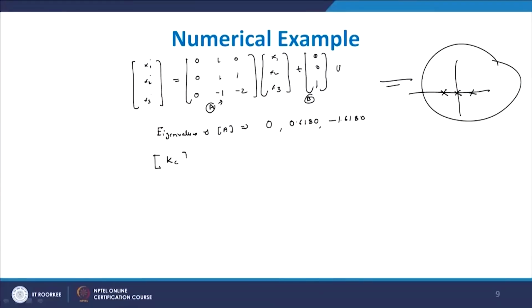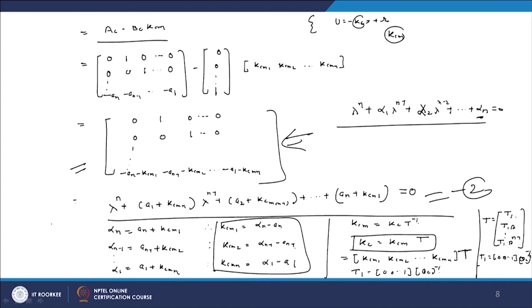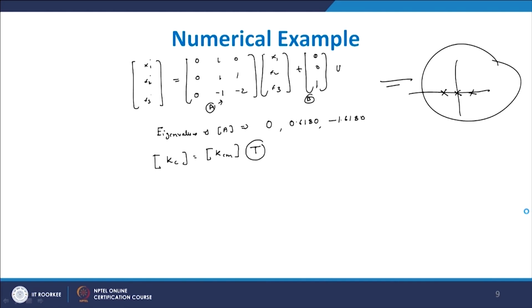Now, in order to design a controller, our formula is this: the final controller Kc equals Kcm into T, and we have seen that T equals T1, T1A, up to T1A raised to n minus 1, and T1 equals 0, 0, 1 QC inverse, that is the controllability inverse. First of all, we check the controllability. Although the controllability effect will come in T, if the system is not controllable, T1 will itself come as 0, but anyway we require the controllability equations.